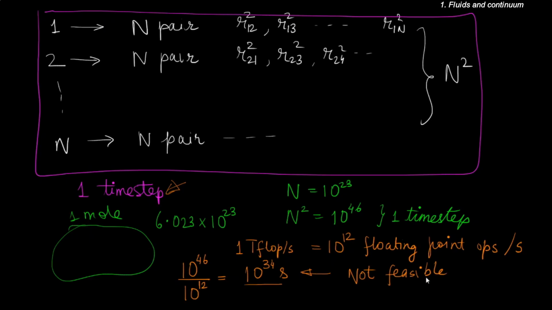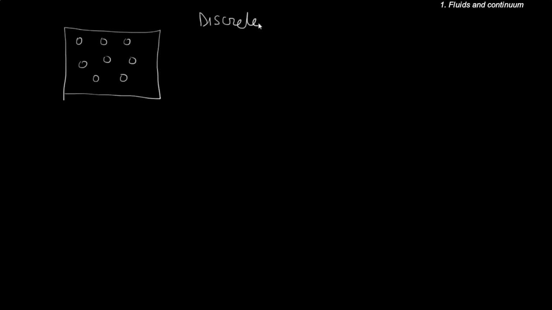So what is the way out? Instead of describing the system by finding out the locations of each molecule and so on, we want to represent the discrete system as a continuous system.